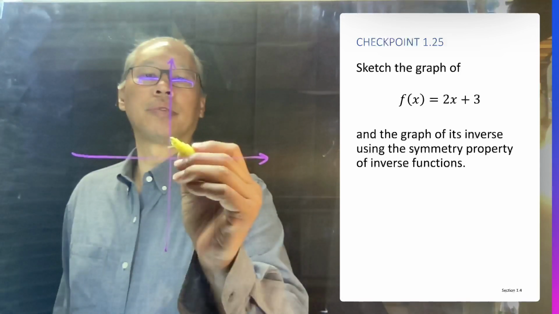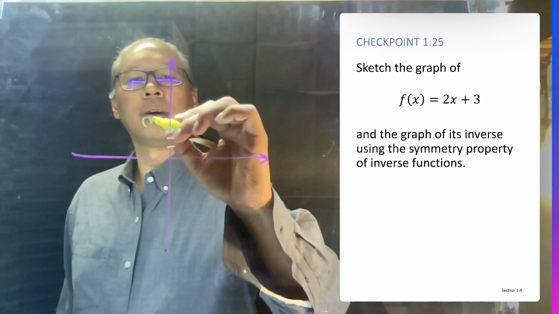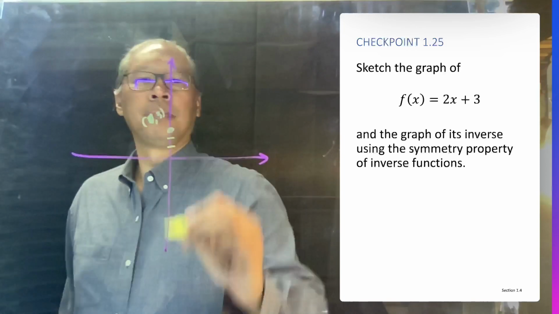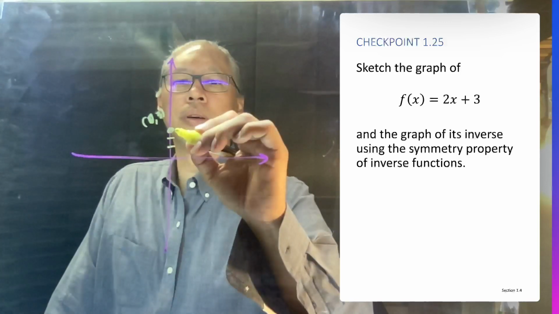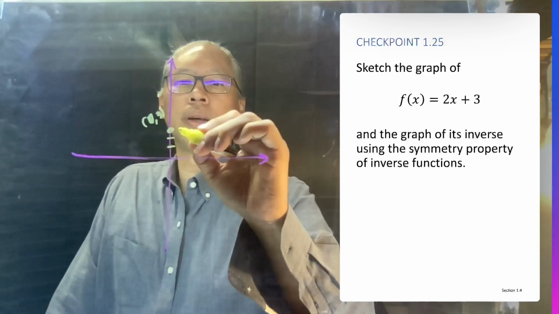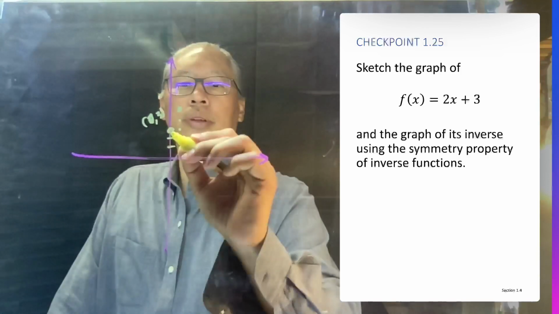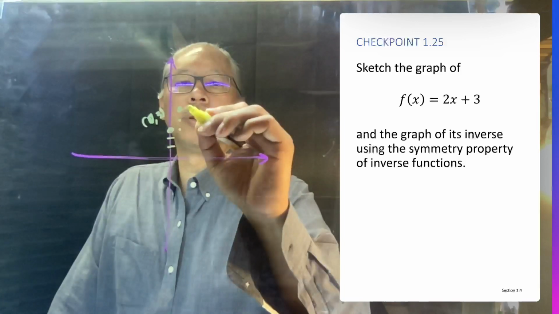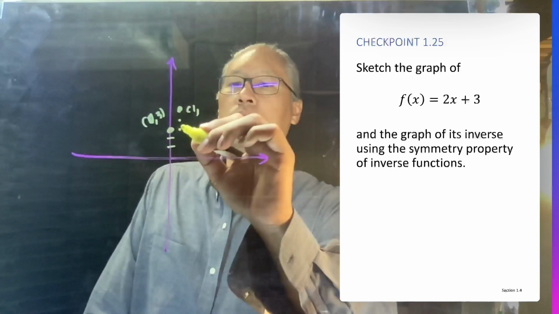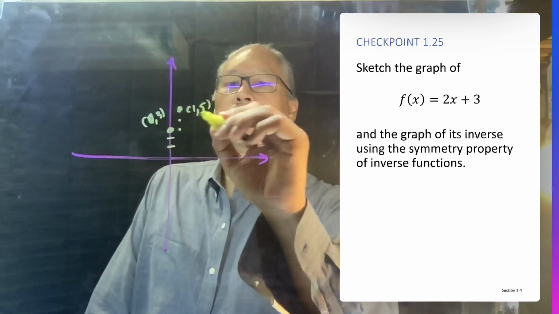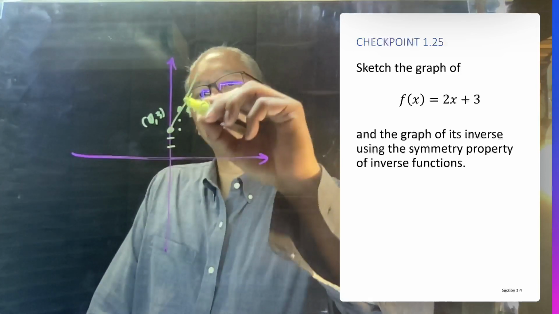So it has a y-intercept of 3, and let's label that point 0, 3. And then the slope is 2, so we're going to step 1 unit to the right and 2 units up. And so that would give x is equal to 1, and y will equal 3, 4, 5. So it would be 5. So rise over run.